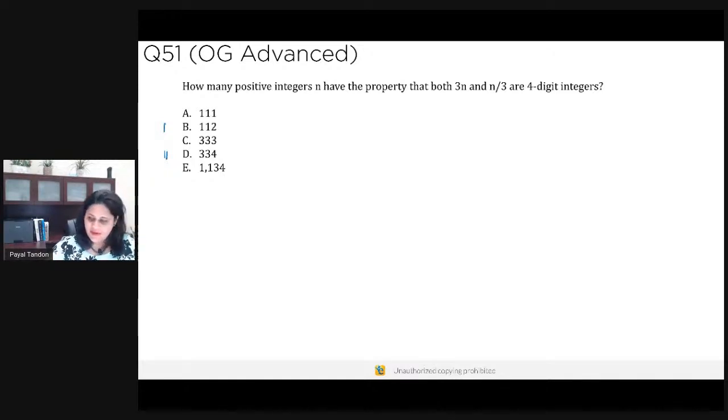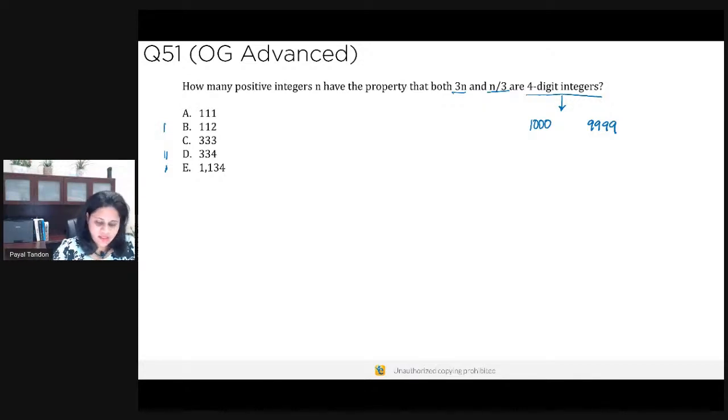Now, over here, what we have is: how many positive integers n, okay, so I have one more response here. Shardul is saying E, okay, so I'm going to write that over here. How many positive integers n have the property that both 3n and n by 3 are 4-digit integers? Now, what is it that I get from it? The first thing we should always do, if the language is mathematical, is translate what a 4-digit integer means in terms of numbers. My integers are anywhere from 1000 to 9999. These are 4-digit integers, right?